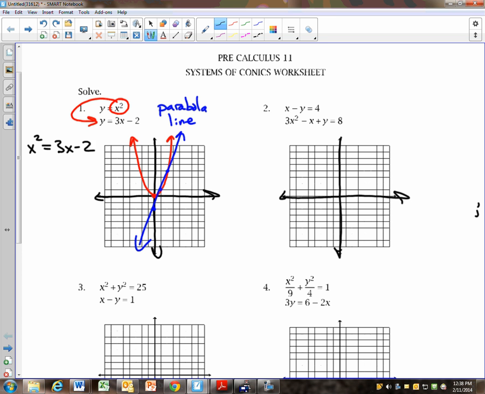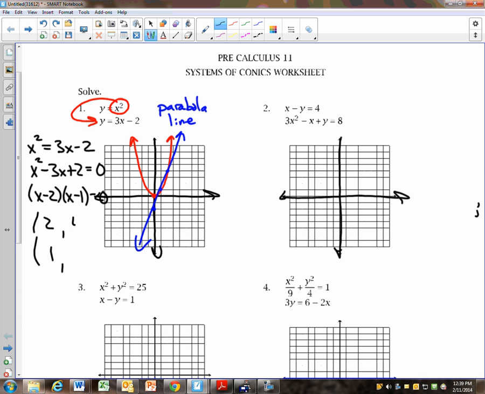How do you solve the second degree equation? Set it equal to 0. Does that factor? What if it didn't factor? If it didn't factor, you'd use the quadratic formula. Those are my x values, my intersection. 2 and 1. How do we find the y values? Plug them in. You can plug them in either one.